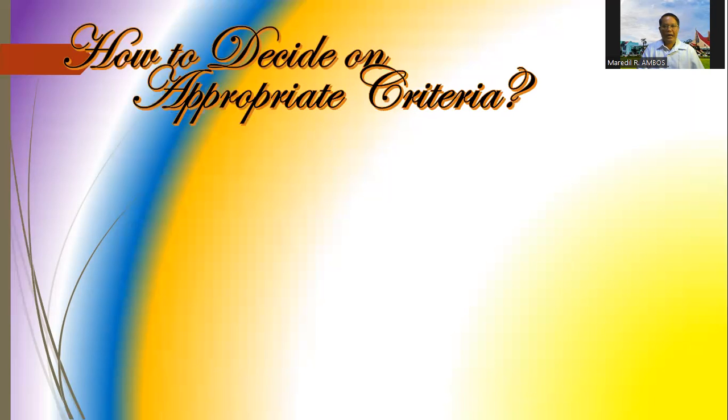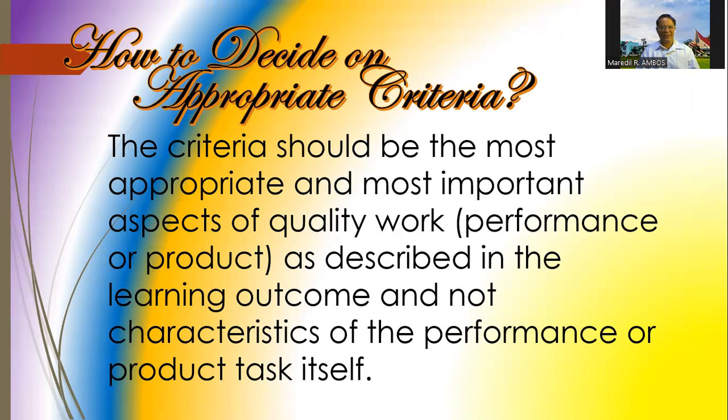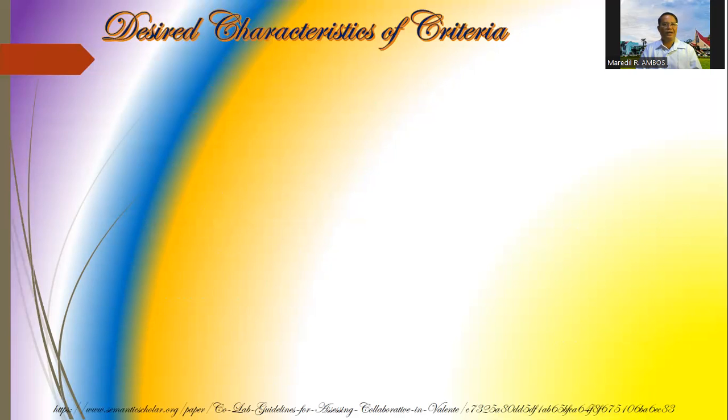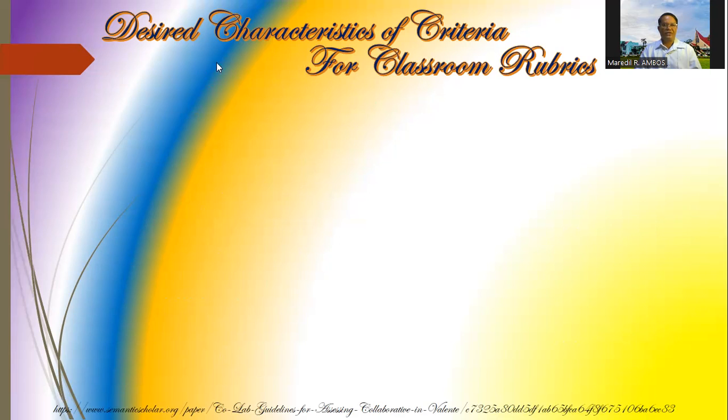I have here a question: how to decide on appropriate criteria? The criteria should be the most appropriate and most important aspects of quality work, for example, a performance or a product, as described in the learning outcomes, and not characteristics of the performance or the product task itself. We have these characteristics of criteria for classroom rubrics.